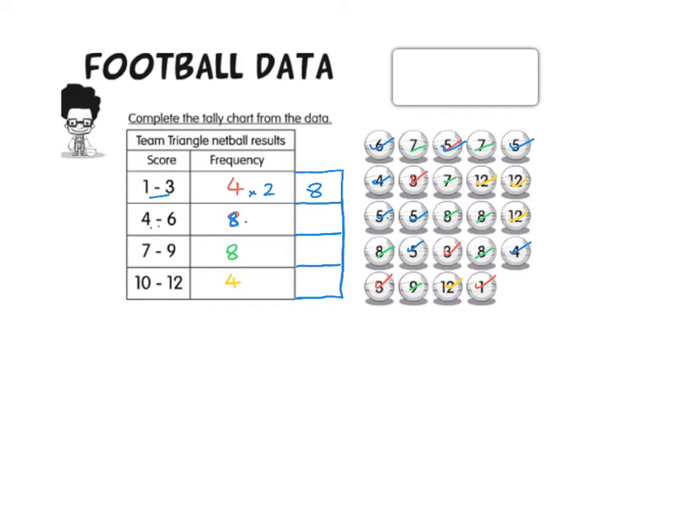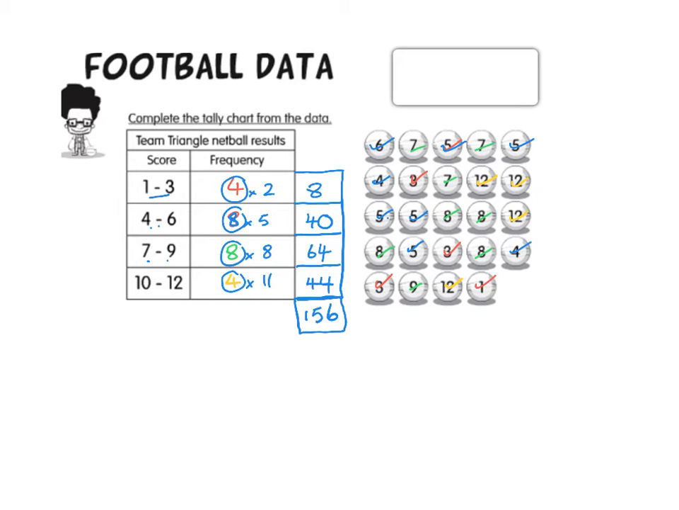Halfway between 4 and 6 is 5, so that gives me a 40 goals there. Halfway between 7 and 9 is 8. So 64, 8 8s are 64, and that's 11, and we get 44. So the total number of goals scored is going to be 48 plus 64 is 112, 156. And the frequency, we've got to add these numbers up, 4, 8, 8, and 4, 12, 20, 24.